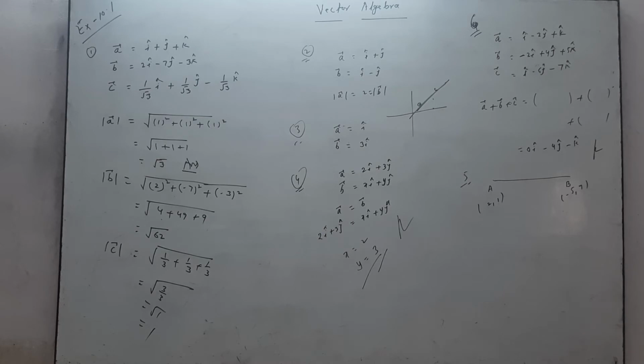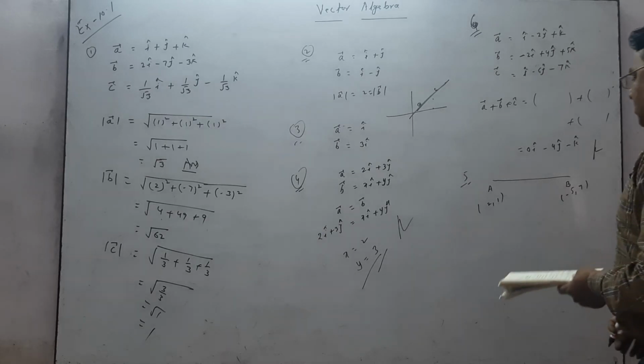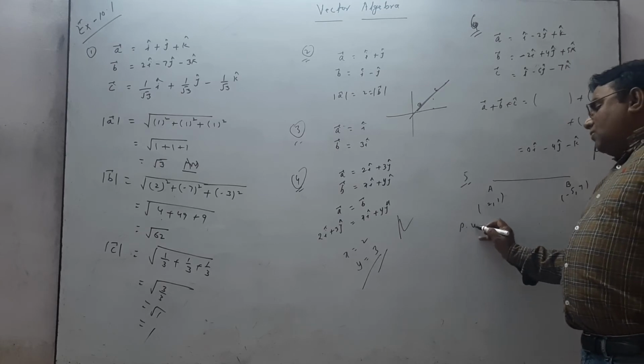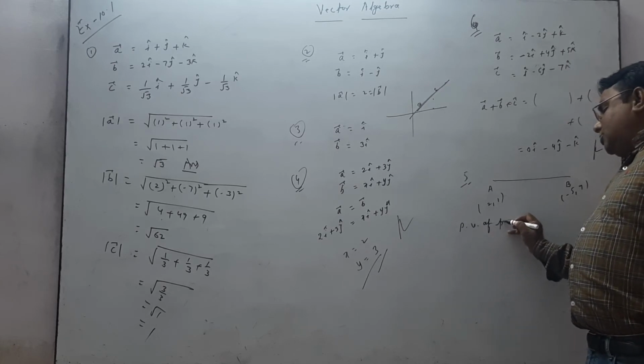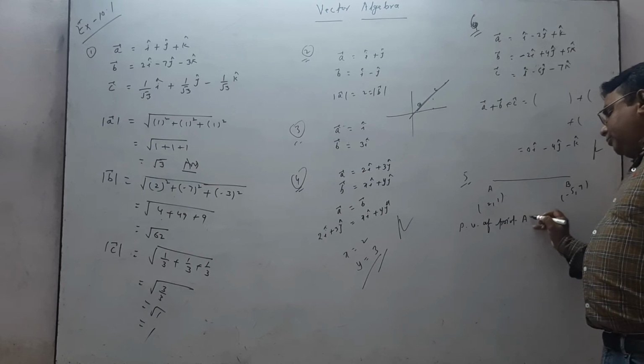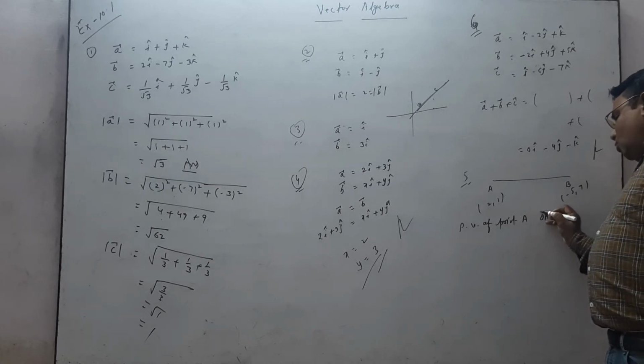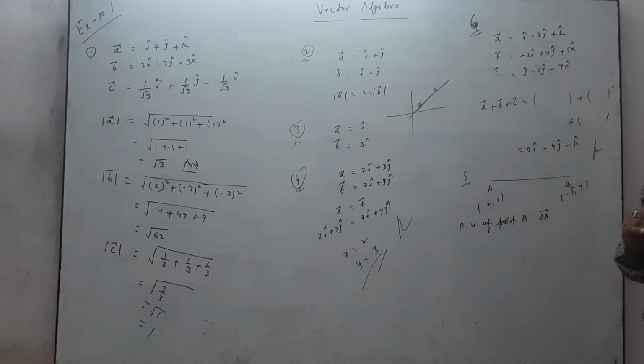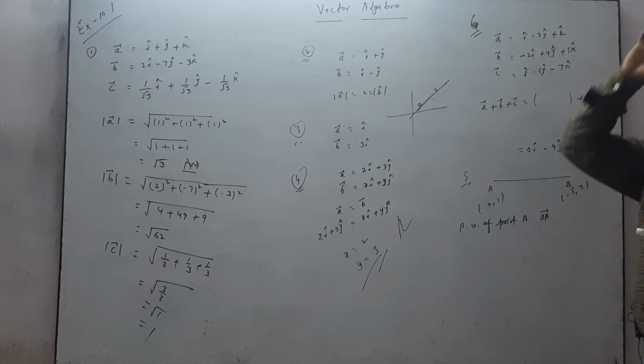First thing, both are in Cartesian form. When a point is in Cartesian form, first we have to write it in vector form. Now write the position vector of point A, that is vector OA. Now this is the x coordinate, this is the y coordinate. You know student, i cap, j cap and k cap, what are i cap, j cap, k cap? They are unit vectors along the axes. i cap is a unit vector along the x axis, j cap is a unit vector along the y axis and k cap is a unit vector along the z axis.